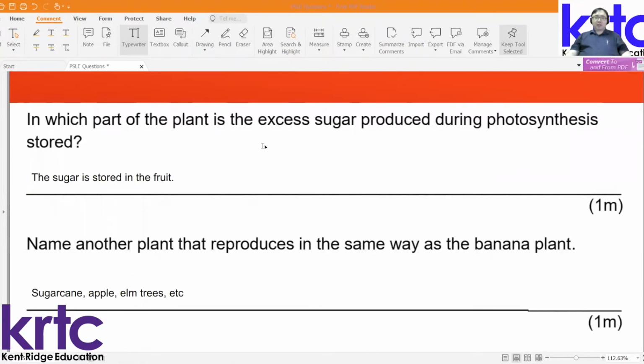In which part of the plant is the excess sugar produced during photosynthesis stored? In this case, it's stored in the fruit. This is not always so. Some plants store them underground in a tuber, a root, or even the stem, like sugarcane.